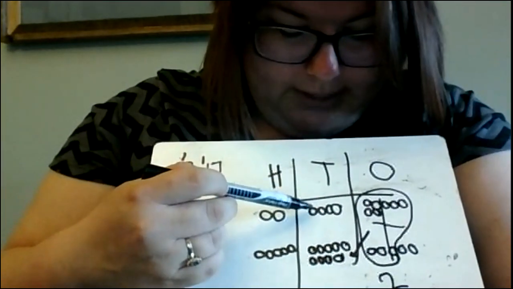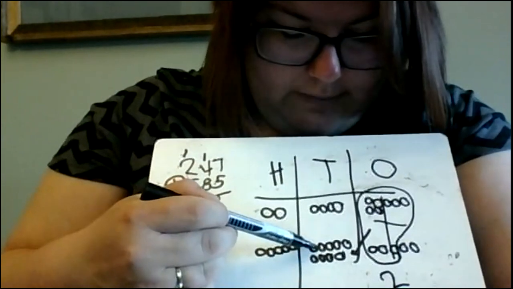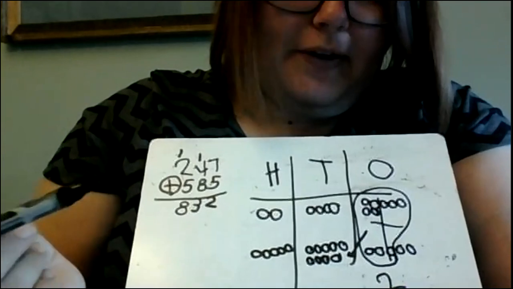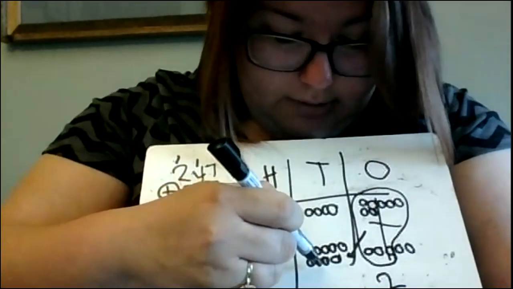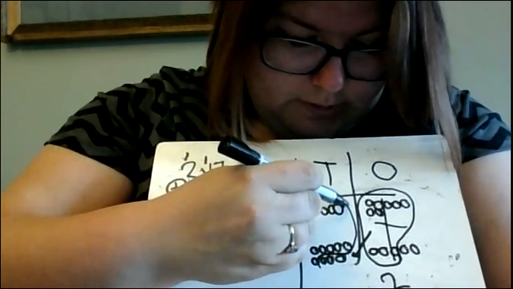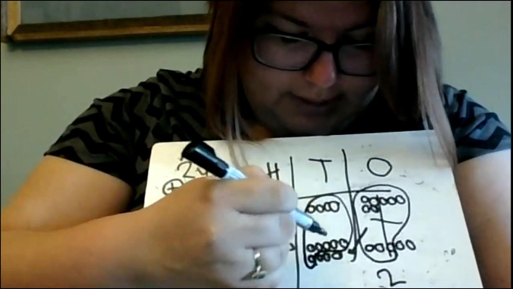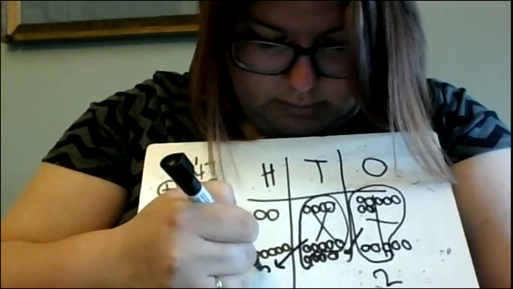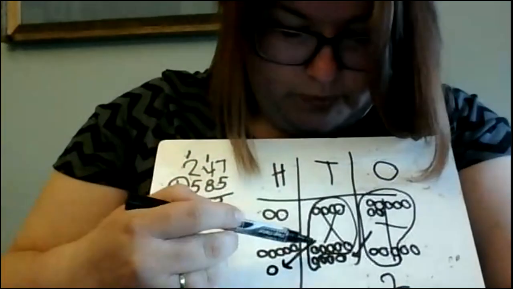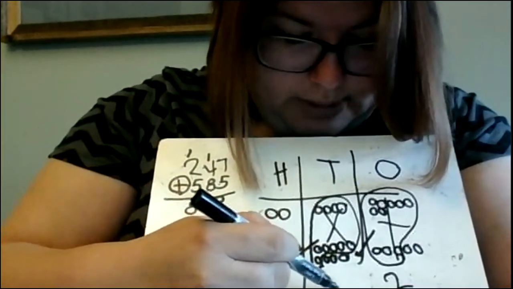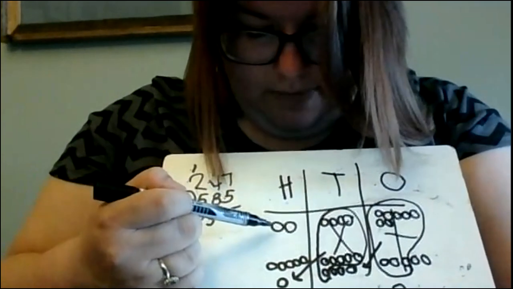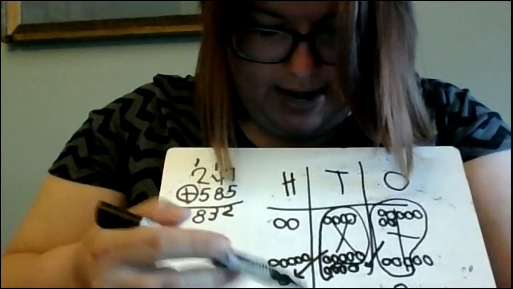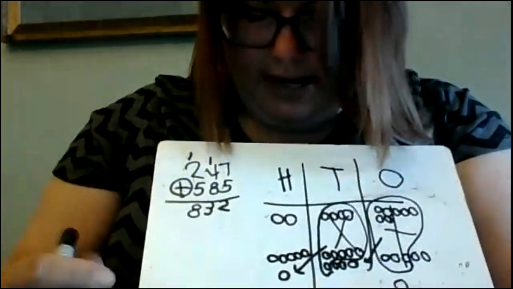So now I'm going to add my tens. 1, 2, 3, 4, 5, 6, 7, 8, 9, 10, 11, 12, 13. 13. We said we needed to bundle. I'm going to take 10 of my tens, cross them out, and bring it over. I have 3 tens left over. And for my hundreds, I have 1, 2, 3, 4, 5, 6, 7, 8. 8 hundreds.